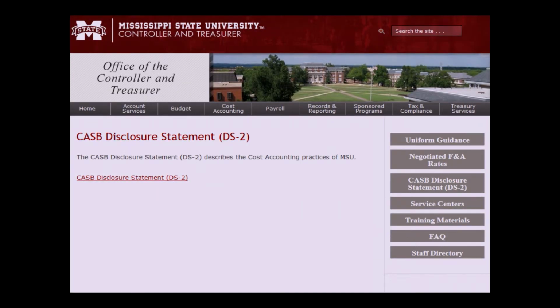The third area of responsibility is to maintain the Cost Accounting Standard Disclosure Statement, also known as a DS2. The DS2 compiles all of MSU's accounting practices into one document. And the DS2 also must be approved by our cognizant agency, the DHHS.